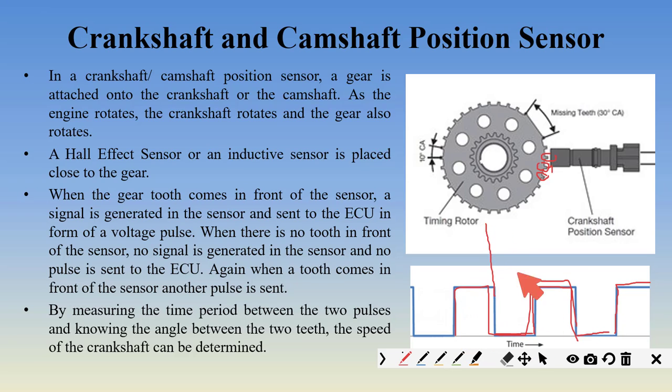By measuring the time between these two signals, we know what is the angle between these two teeth. For example, you have 360 degrees, a complete circle. If you have 36 teeth, then it will be 360 divided by 36. So between each tooth, what is the angle? The angle is 10 degrees. So by measuring the time between these two, we can estimate the RPM of the engine. Thus, by measuring the time taken between two teeth, we can measure the speed of the crankshaft and camshaft. This is how we will measure the engine speed.